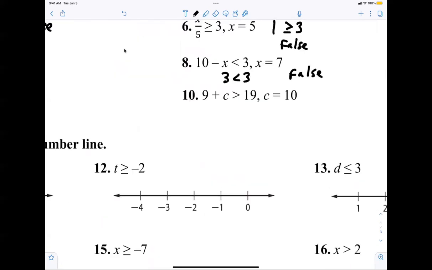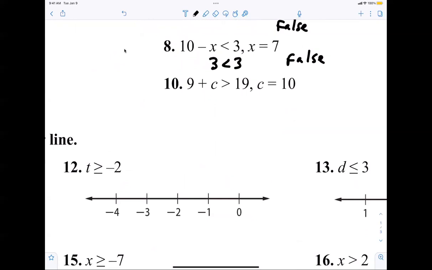All right, Addison, you have to tell me about number 10. It's false. Why? That's right, kiddo. There you have it. False. All right, I'm pretty happy with that.